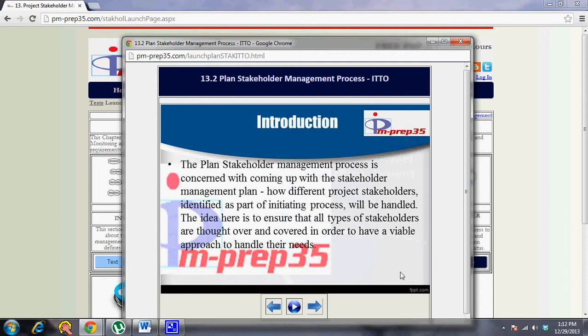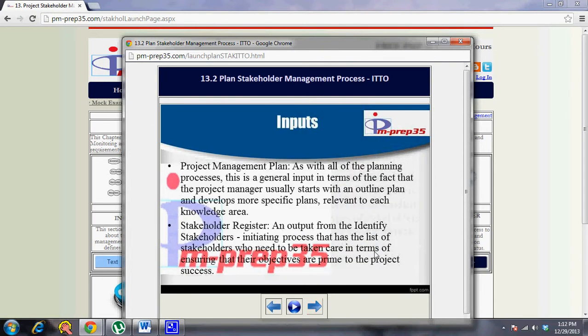The plan stakeholder management process is concerned with coming up with the stakeholder management plan: how the different project stakeholders identified as part of the initiating process will be handled. The idea here is to ensure that all types of stakeholders are thought over and covered, in order to have a viable approach to handle their needs.